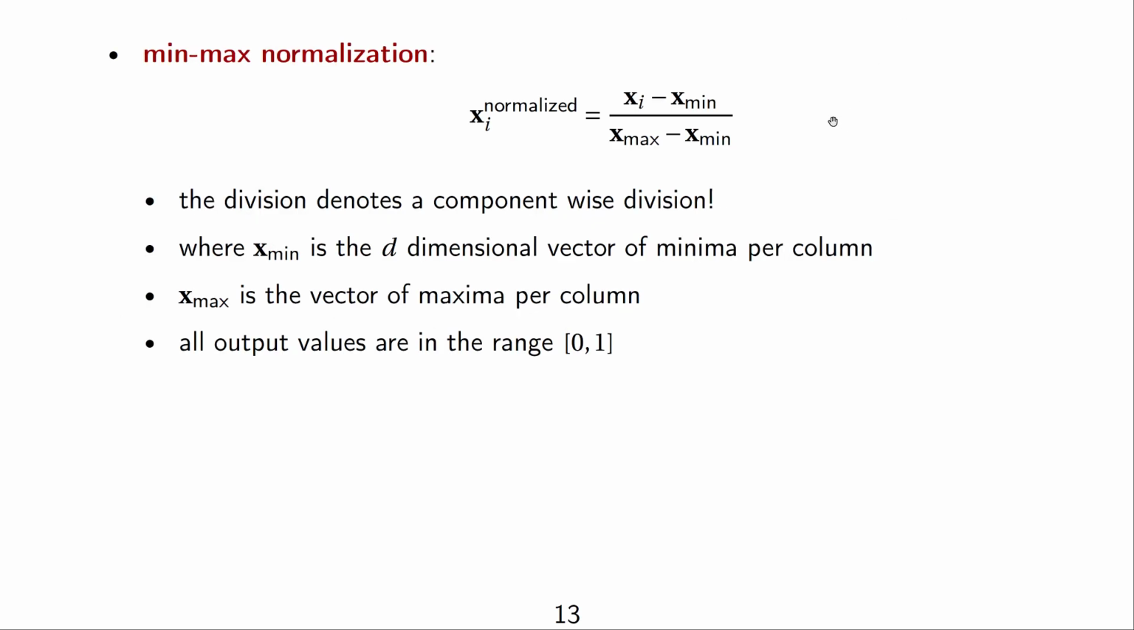This minimum-maximum normalization does not subtract out the mean, but the minimum. So x-min is a d-dimensional vector of minima per column, and then we divide by x-max minus x-min. That is also computed per column, so we have the range per column. As output here, we would have all values normalized to be in the range from 0 to 1.